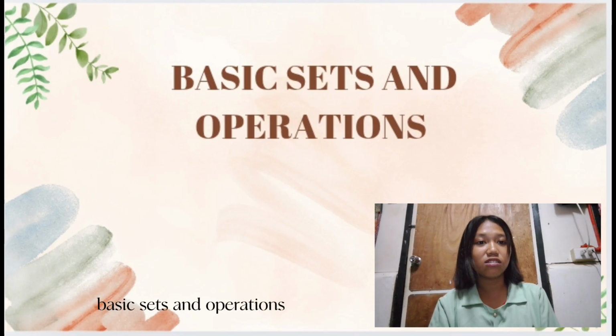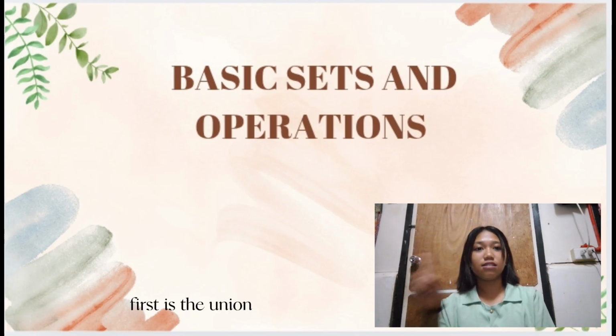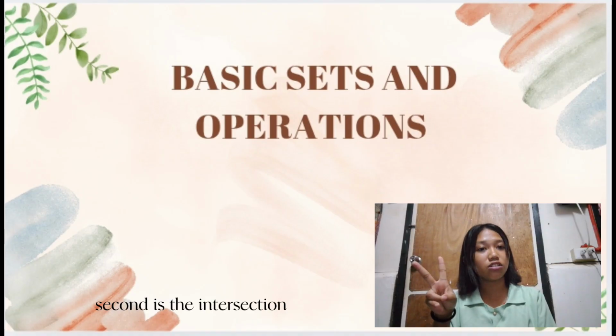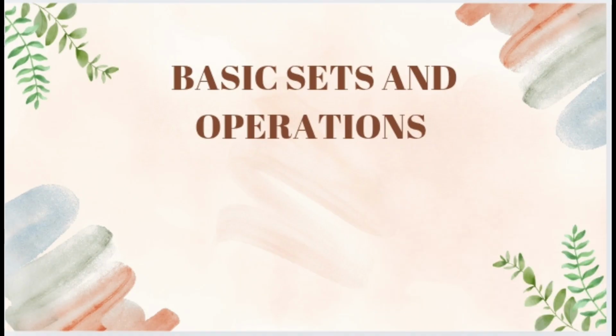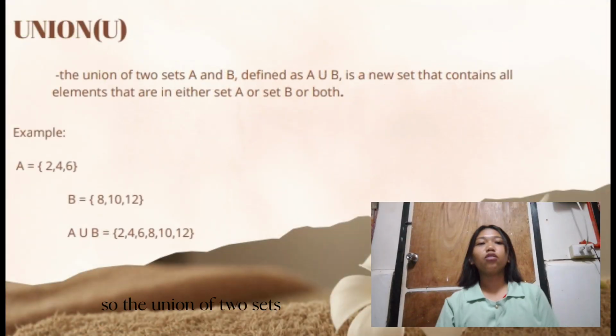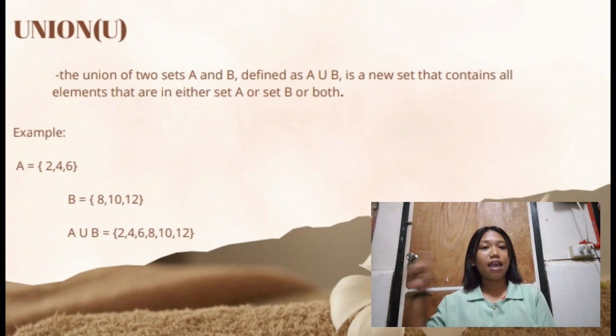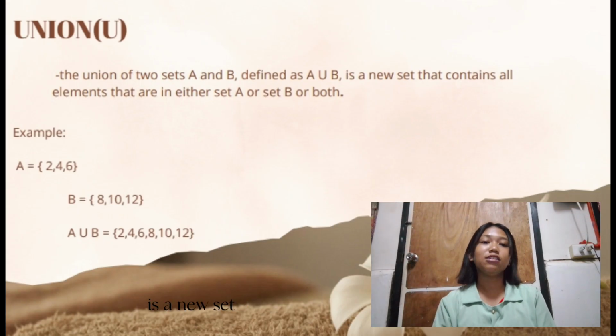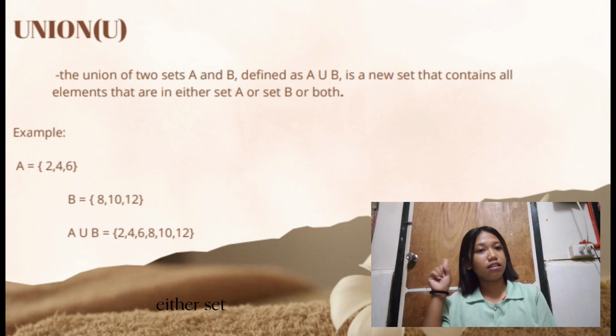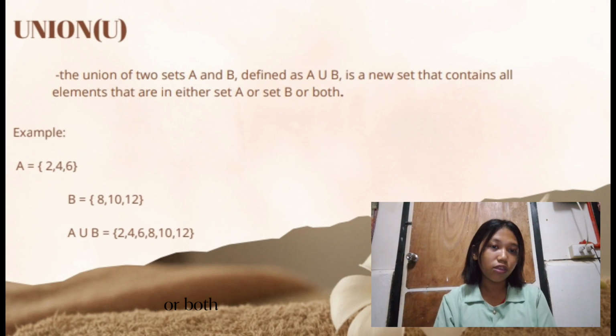Basic set operations have three parts. First is the union, second is the intersection, and third is the complement. What is union? The union of two sets A and B, written A ∪ B, is a new set that contains all elements that are in set A or set B or both.